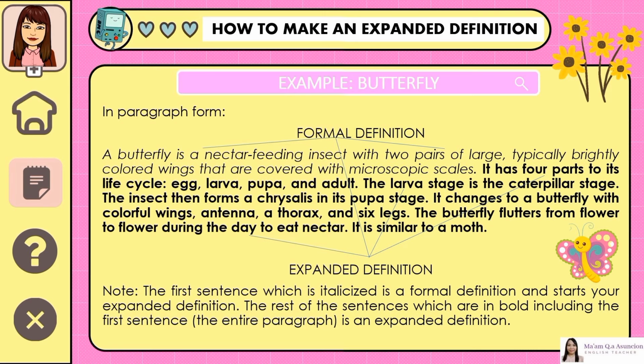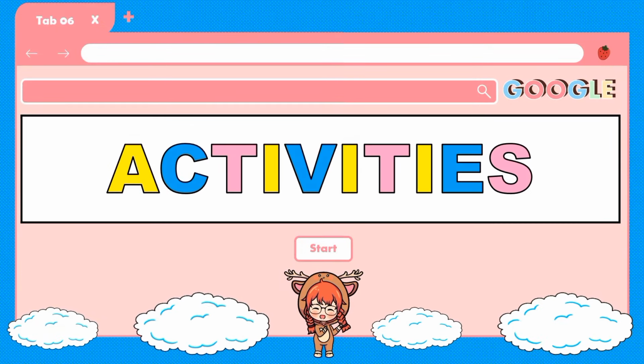Note: the first sentence, which is italicized, is a formal definition and starts your expanded definition. The rest of the sentences, which are in bold, including the first sentence, the entire paragraph, is an expanded definition. And that is all about expanded definition. Now let's have some activities.